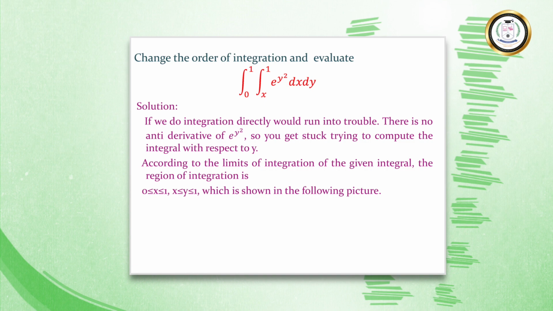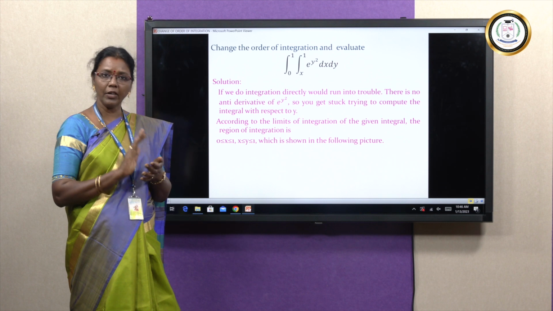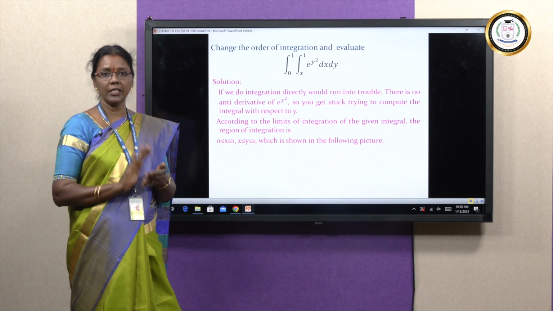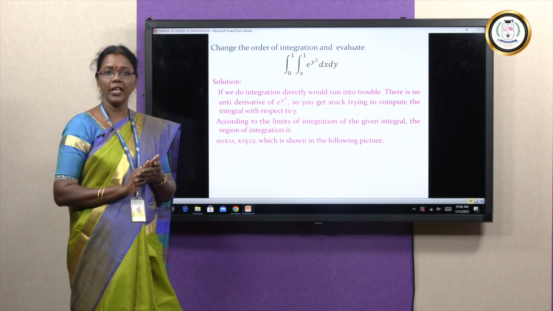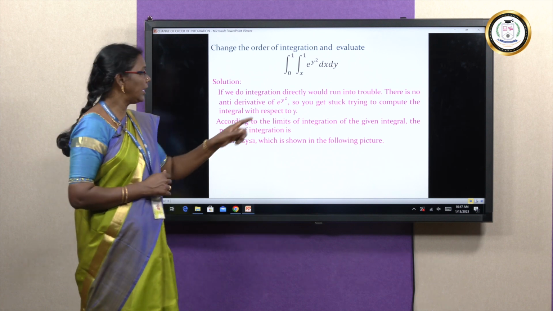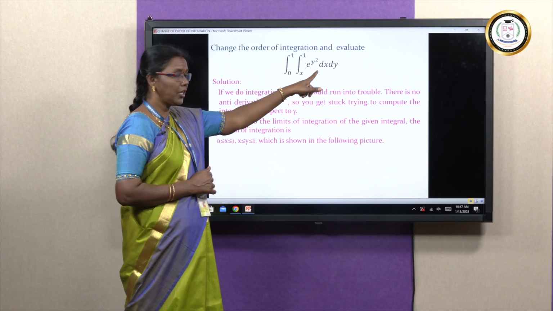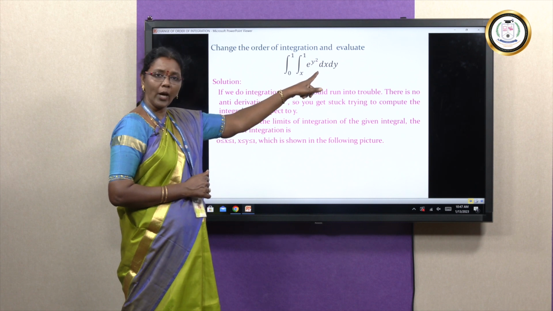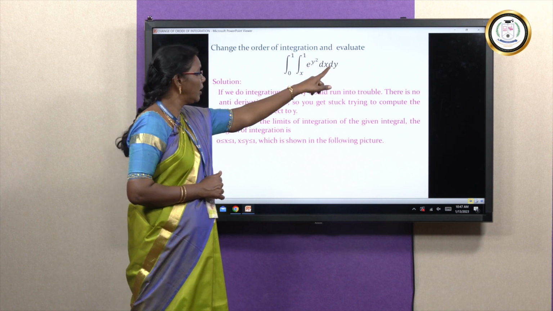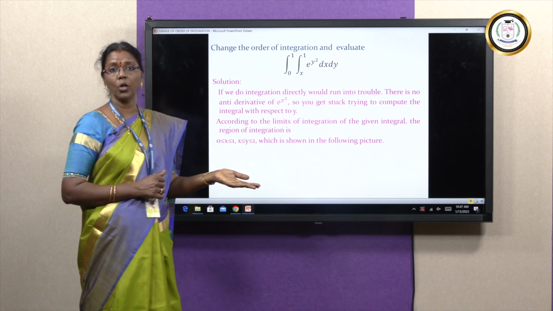For changing the order or for anything, first of all we have to check the given order. Even for evaluation, if it is a variable limit, we have to check the order of integration, whether the given order is correct. The inner integral limits are functions of x. If it is a function of x, the inner integration must be with respect to y. But what about here? Here it is given as dx dy. So, the given order is not correct.